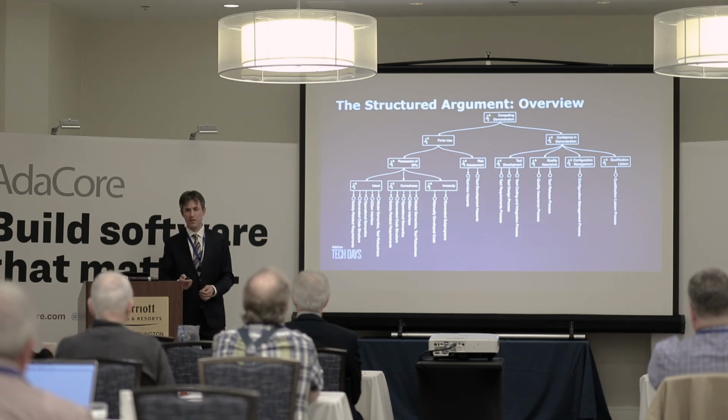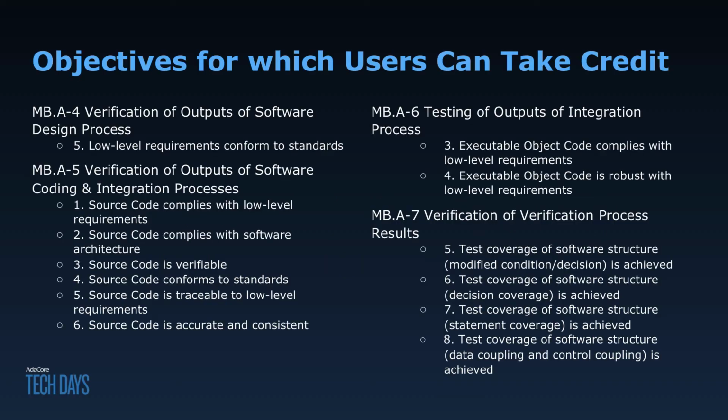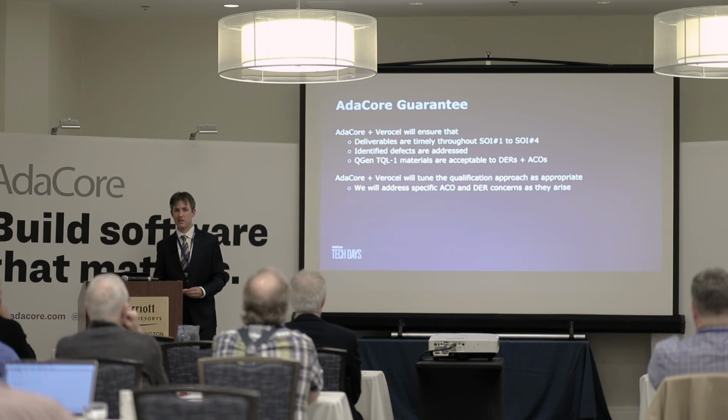So that's QGen. That's how we're qualifying QGen. We're showing that QGen possesses the overarching properties, and we're doing this through the development of an assurance case. And this is supposed to be finished by the end of next year. Just a quick summary, you can take credit for a lot of objectives using QGen. So I won't read this list to you, but you'll have it available on the slides and in the documentation on QGen. One final point that I'd like to make.